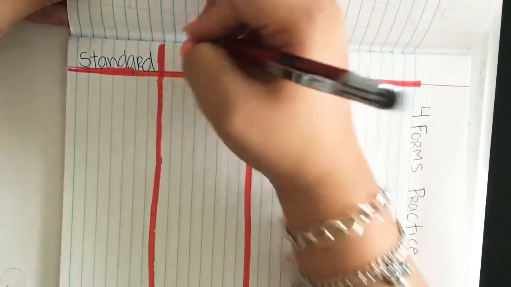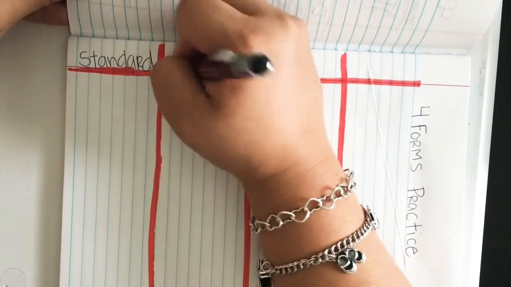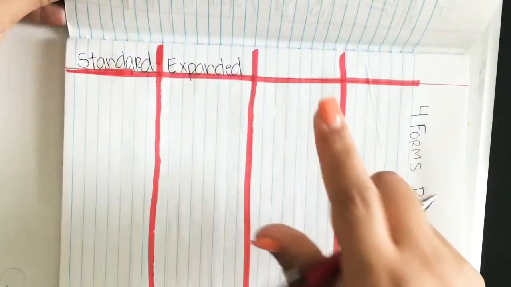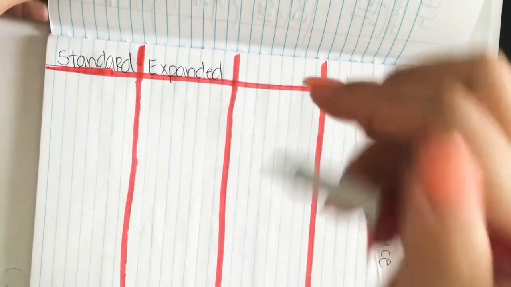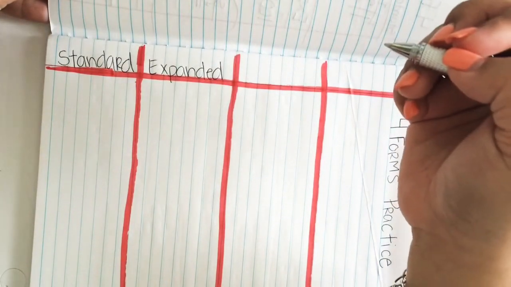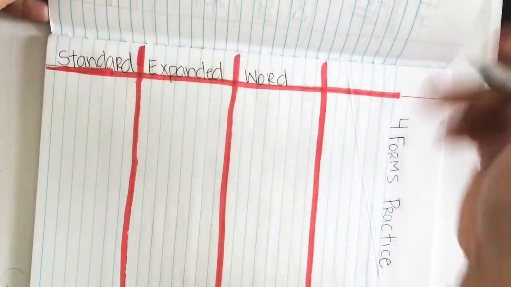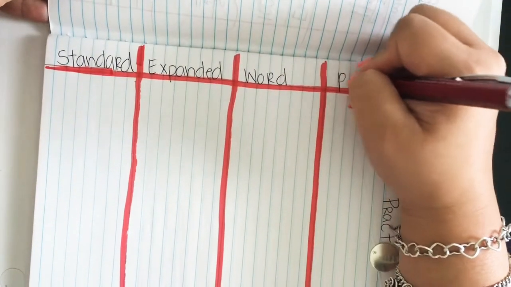Right here, I'm going to put the expanded form. Word form, yeah, I'll do word form right here. And then right here, picture form.